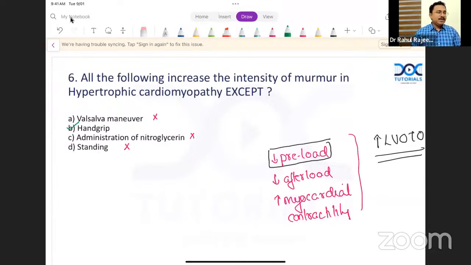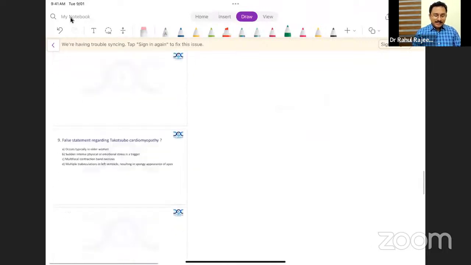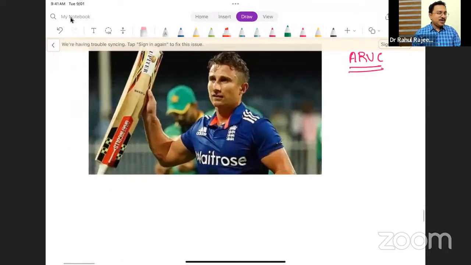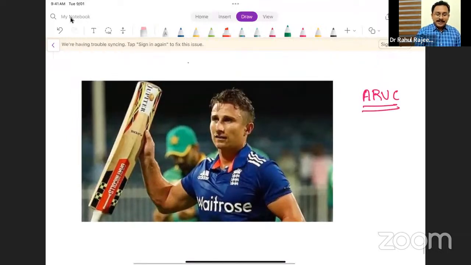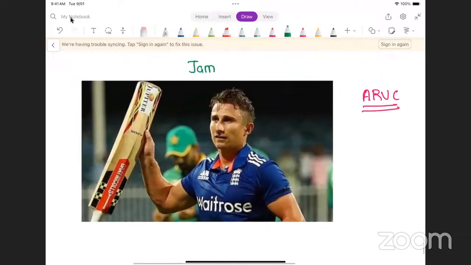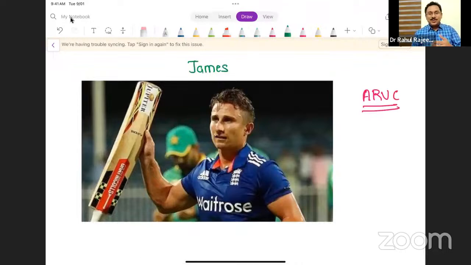Okay, right. Coming back to the question that I asked you, I could not see any answers in the chat box. So this is James Taylor. Is this Ben Stokes? No, ma'am, James Taylor. Ben Stokes is playing, right?